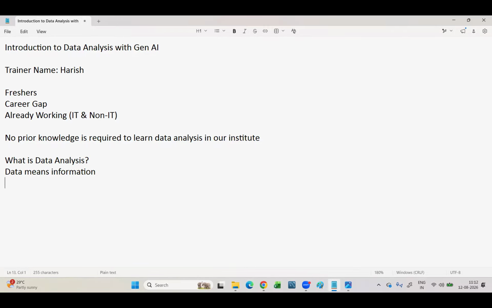If I gather that information from 100 students, that will be data. If I gather that information from 1 lakh students, that will be the data. Simply, that is nothing but the information whatever you have, that I am making here and calling that a data. That's a very simple way you can understand what data means.